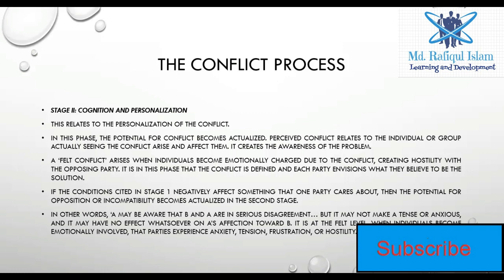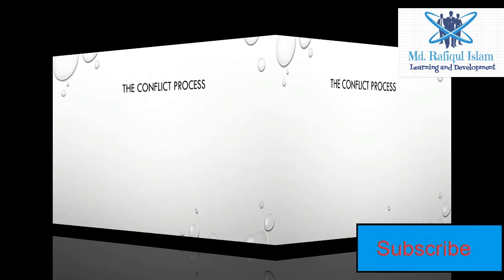In other words, A may be aware that B and A are in serious disagreement, but it may not make A tense or anxious, and it may have no effect whatsoever on A's affection toward B. It is at the felt level, when individuals become emotionally involved, that parties experience anxiety, tension, frustration, and hostility. So these are the felt level of the conflict.